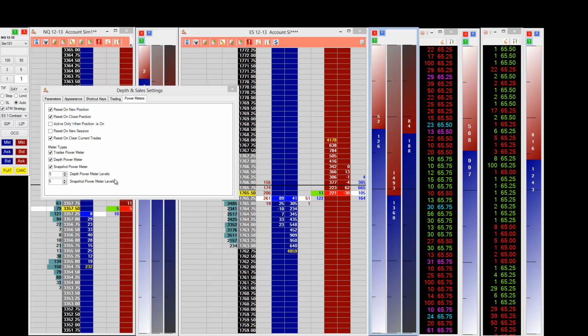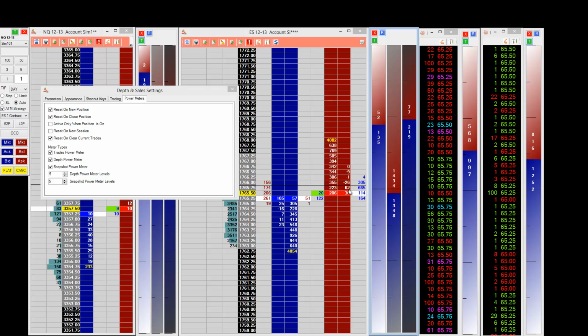Snapshot power level meters, well, that's this side. So the snapshot power meter, it's actually looking at these numbers here, the pulling and the stacking. Now, a lot of people have said, the pre-release users, those numbers don't add up, okay? So sure, if I had 1, 2, 3, 4, 5 levels of snapshot, it doesn't add up to 74. So what we do is this.